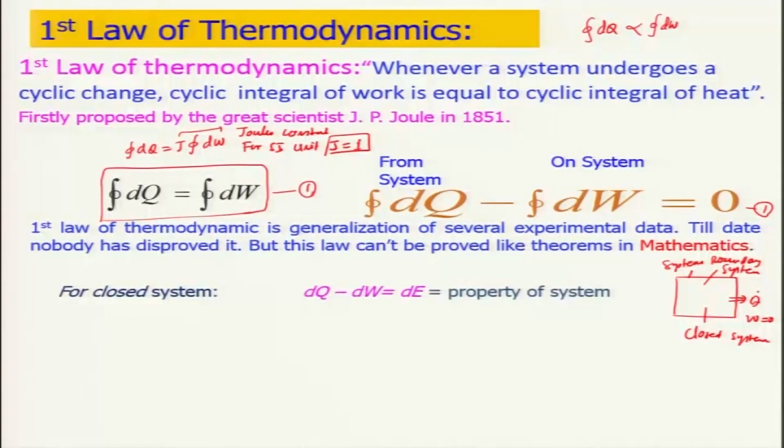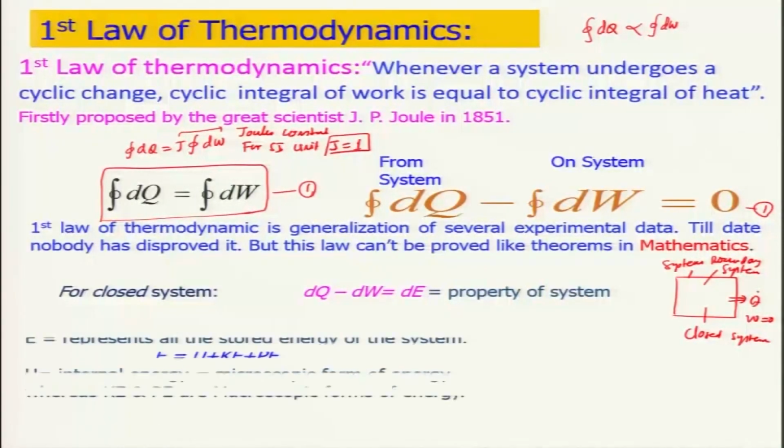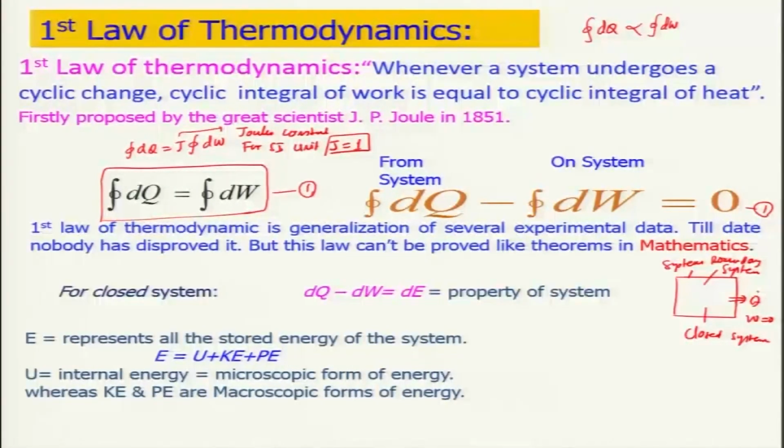So, for a closed system, dQ minus dW is equal to dE, that is a property of the system. dE is the change in energy, and E represents all the stored energy of the system. It consists of internal energy, U, which is the microscopic form of energy stored inside the system, whereas KE is the kinetic energy due to the motion of the system, and PE is the potential energy, and these are macroscopic forms of energy.